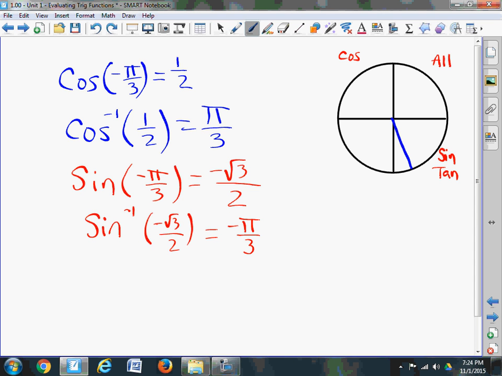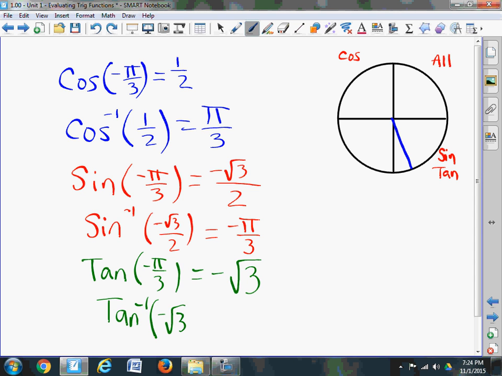Similarly, tangent will follow suit with sine. So the tangent of negative pi over 3 is equal to a negative. It's sine divided by cosine, which we already have up here. So negative root 3 over 2 divided by 1/2, so it'd be negative root 3. Hopefully I didn't mess that up. Tangent's one of those I don't have memorized, but sine over cosine, it should be root 3. And then if I do the inverse tangent of negative root 3, I should get out negative pi over 3.